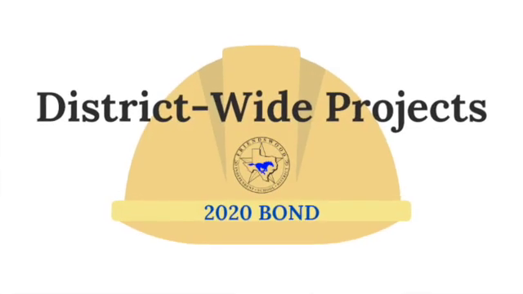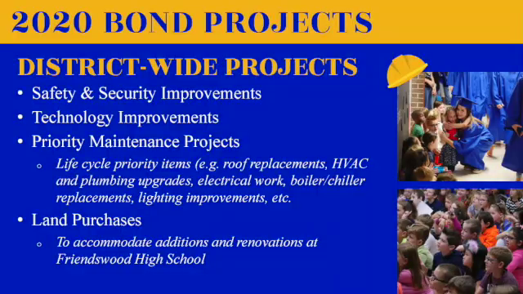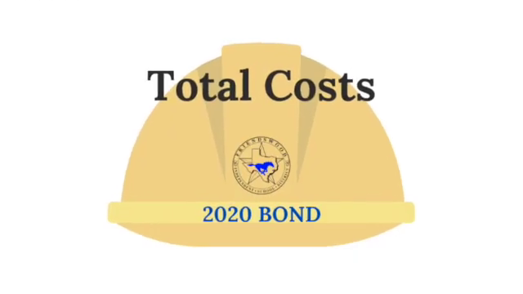Part of this bond would be district-wide projects, safety and security improvements, technology improvements for infrastructure. You know, with the last bond being 13 years ago, priority maintenance projects that aren't part of the yearly budget for our maintenance staff. And then also to reimburse the land purchases for the areas we just looked at on the map.